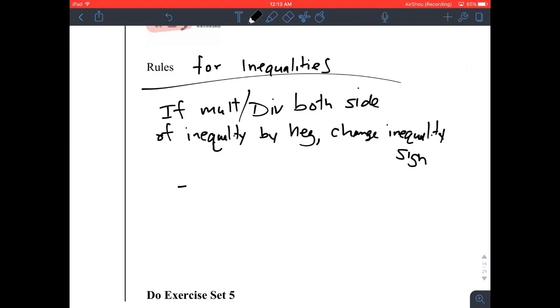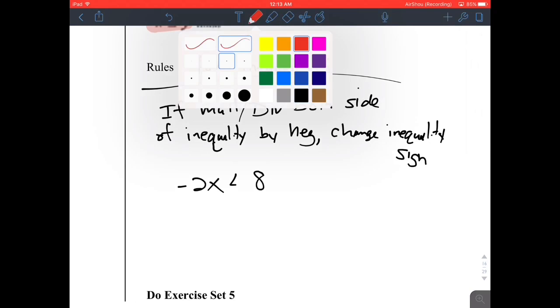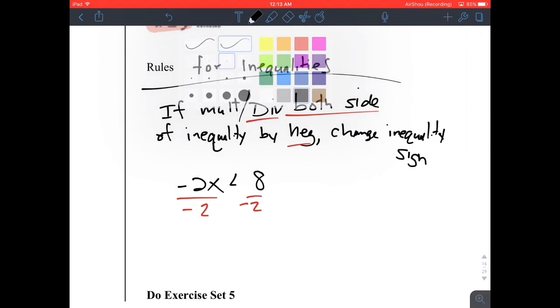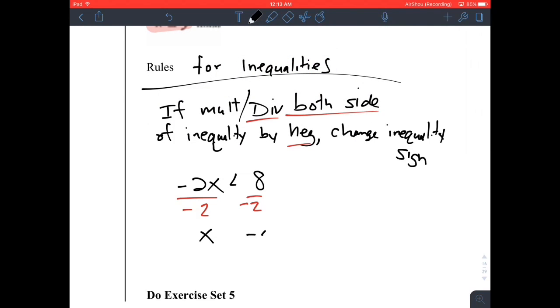Let's say we had negative 2x is less than 8. We want to get x by itself. We would divide both sides by negative 2. This is the special rule because we just divided both sides by a negative. So what happens is on the left we get x, on the right we get negative 4. The special thing is the inequality sign changes direction. So instead of a less than, it becomes a greater than.